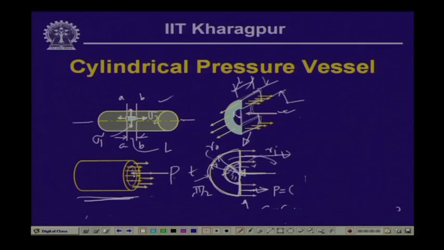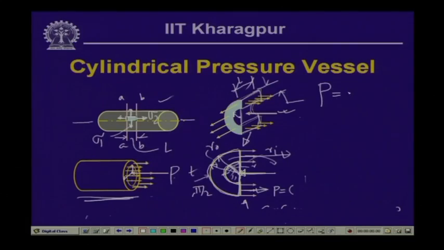Now, let us write in terms of internal and external radius here. This is the internal radius and this is the external radius. The force exerted by the content inside the pressure vessel is equal to the area, which is pi r internal square, multiplied by the intensity of the pressure. So capital P we can write as pressure P multiplied by pi r internal square.